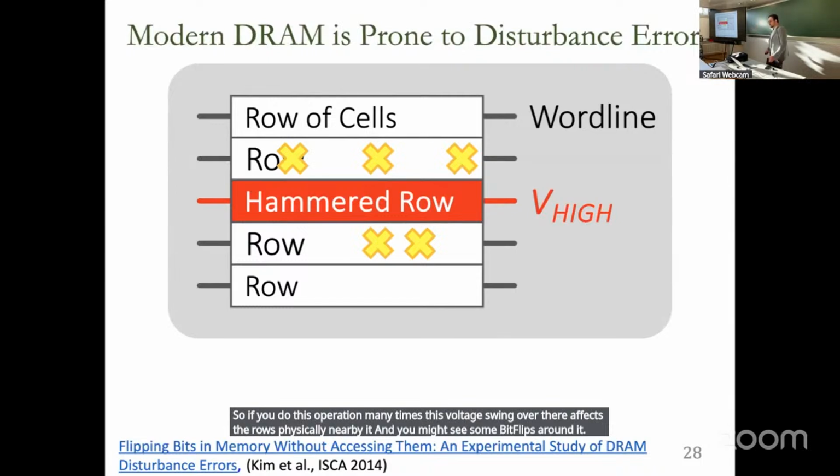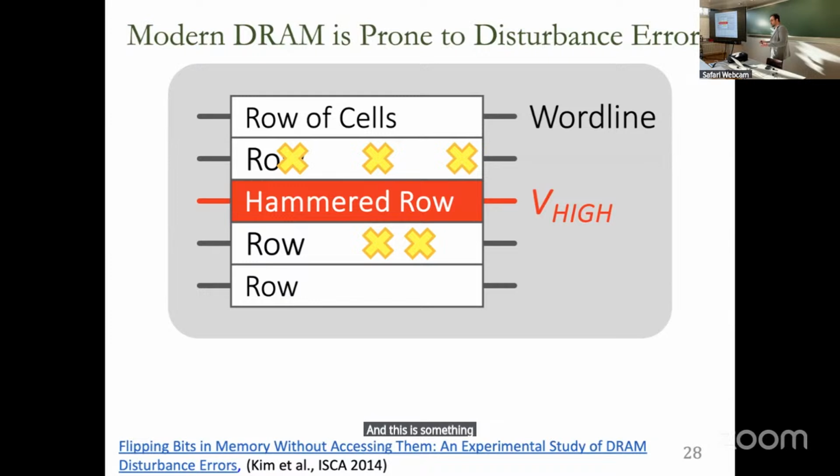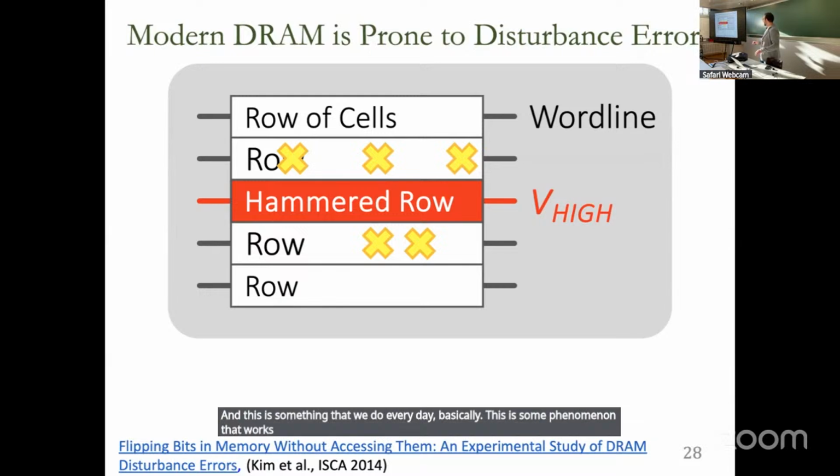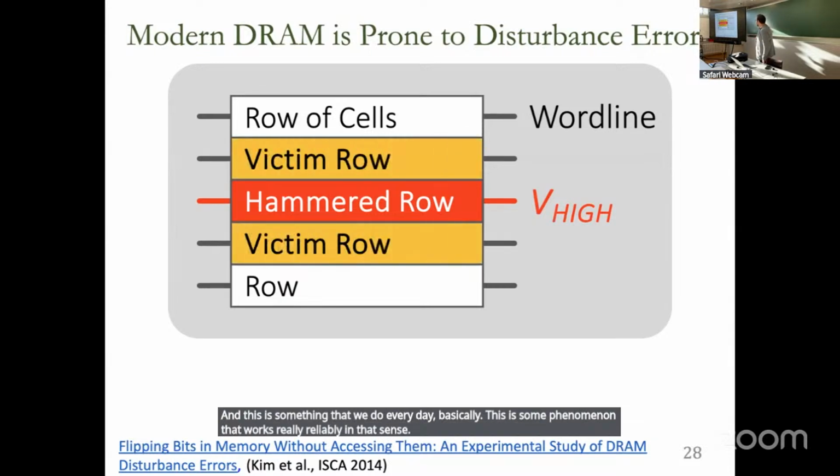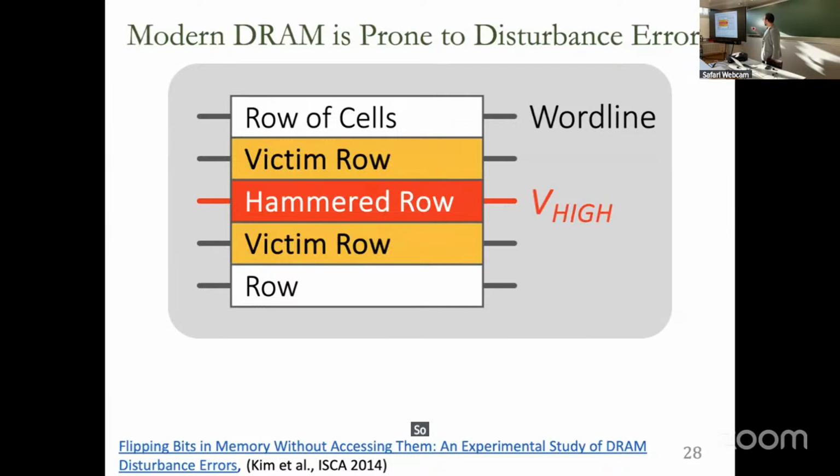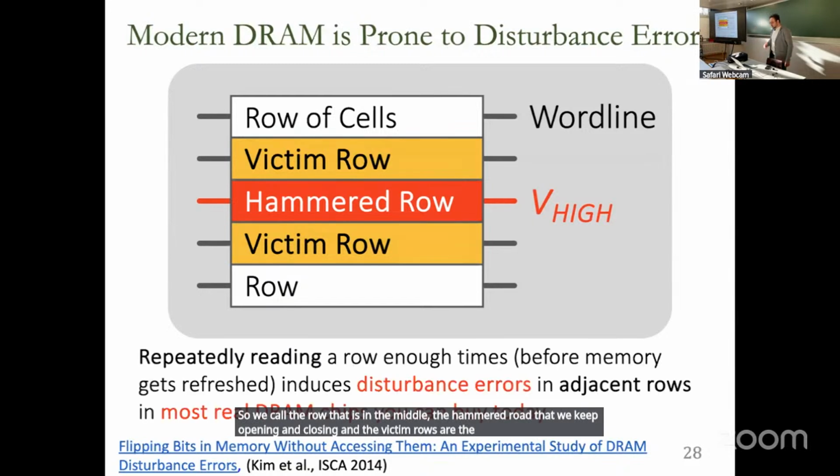And this is something that we do every day, basically. This is a phenomenon that works really reliably in that sense. We call the row that is in the middle the hammered row that we keep opening and closing, and the victim rows are the rows that are affected.